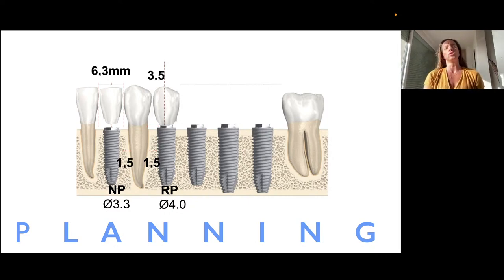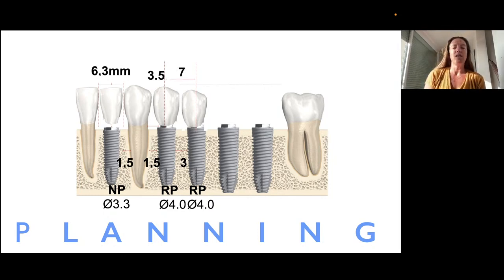Now imagine that you want to drill for the first premolar and the second premolar. So I want to drill for the second premolar, and I have to know exactly where to start my drilling. Now imagine I also want to place an RP platform implant, and I have to have at least 3 millimeters between the two implants. So from where I start drilling for the first premolar to where I'm going to drill for the second premolar, I have to have at least 7 millimeters apart from each other, okay?